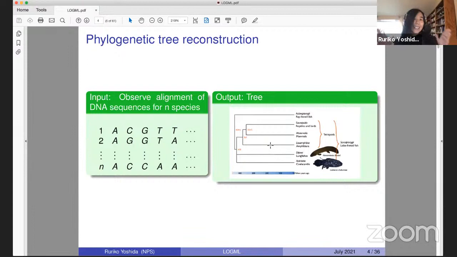So in this talk, I won't talk about phylogenetic tree reconstruction methods. Since 1960, scientists have been developing so many methodologies. So I assume in this talk that we have pretty good phylogenetic tree reconstruction. Okay. All right.